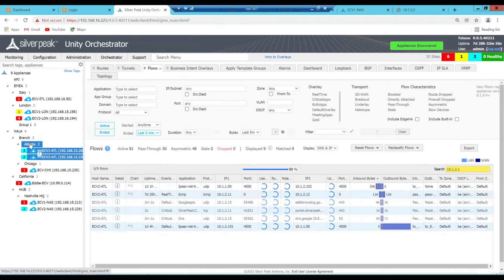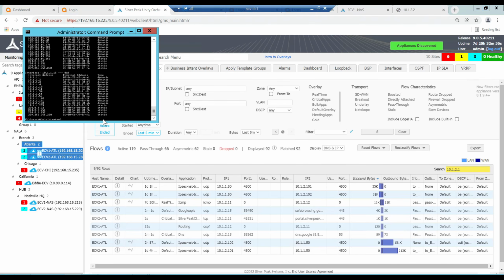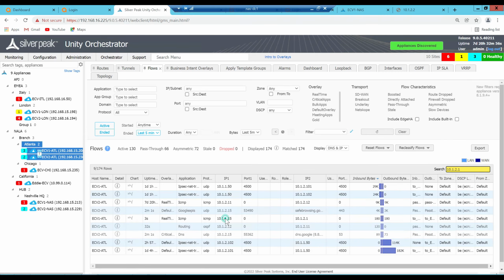Let's select them, and again search for the same ping traffic between 1.15 and 2.1, and we should be able to see that 2.1. We don't have the ping. No, we don't. So let's start the ping again. We should be able to see that. Okay, I do see that. It is over here, Atlanta, and we see that ping.